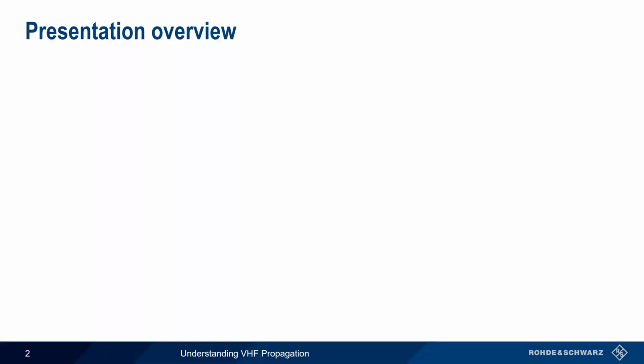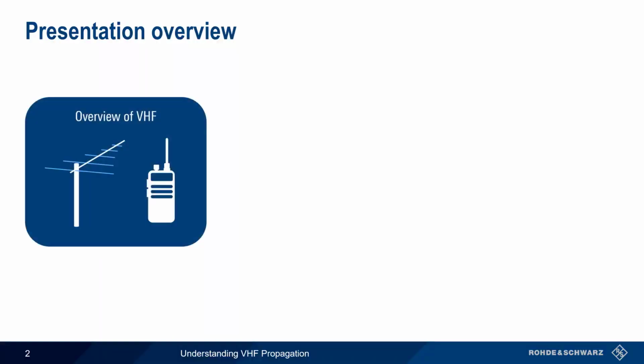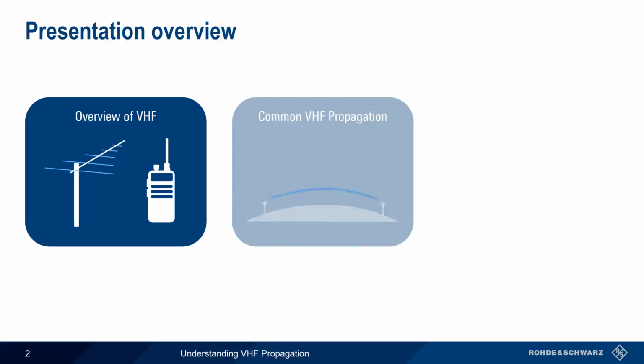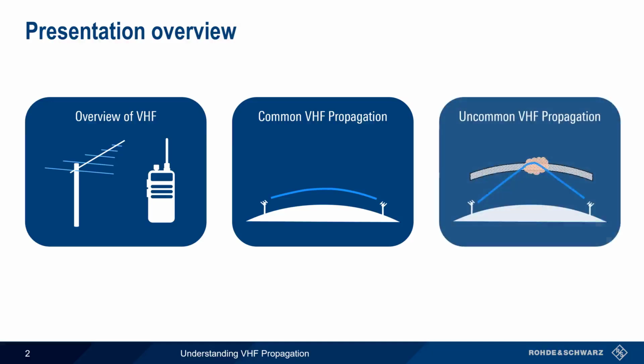This presentation consists of three parts. The first is a general overview of VHF, what it's commonly used for, and why we should study VHF propagation. The next section discusses the most common modes of propagation at VHF. These are the modes that carry VHF signals under normal circumstances. The third and final section provides an introduction to some of the less common VHF propagation modes and explains how even these less common modes are still important in many applications.